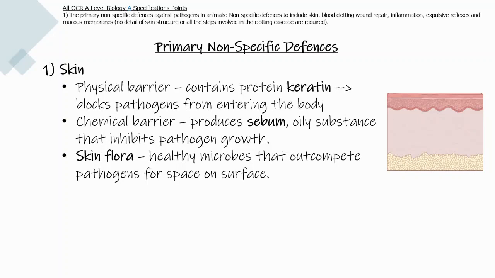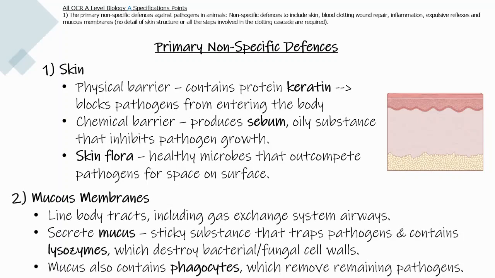It also has something called skin flora. This is a microbial barrier: they are healthy microbes that outcompete pathogens for space and nutrients on the surface of the skin. Another non-specific defence is mucous membranes. These line the body tracts, including the gastric system and the airways, so the respiratory system, and they secrete mucus. Mucus is a sticky substance, so it's able to trap pathogens, and it also contains enzymes called lysozymes, which destroy bacteria and fungi by breaking down their cell walls. Mucus also contains phagocytes, which are a type of white blood cell, and these remove any remaining pathogens.